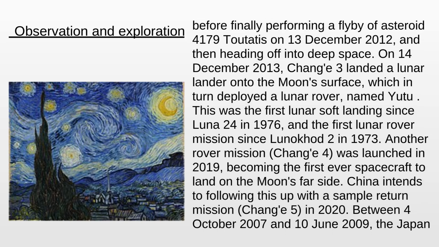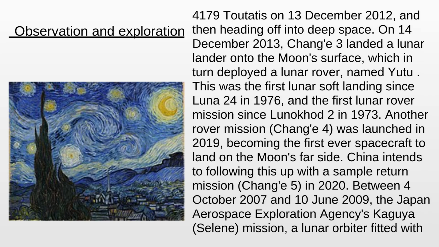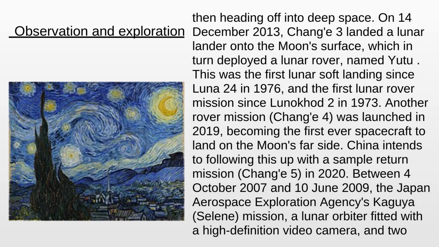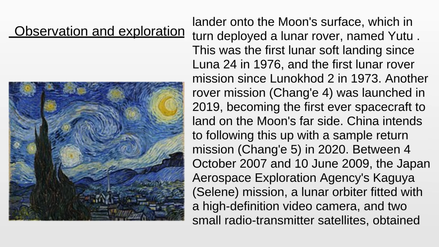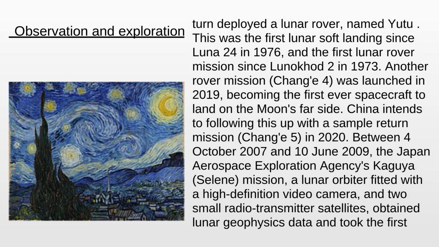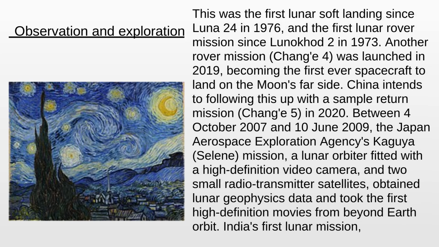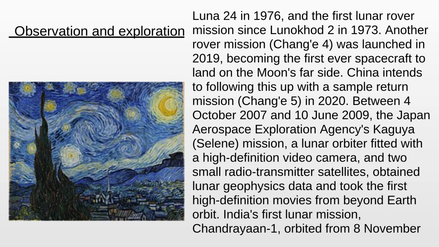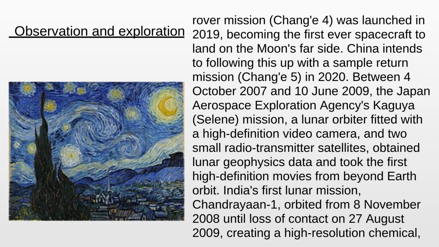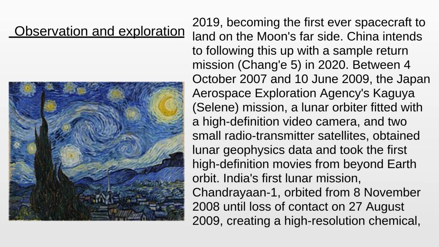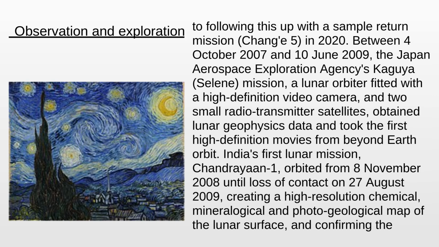On December 14, 2013, Chang'e 3 landed a lunar lander onto the Moon's surface, which in turn deployed a lunar rover, named Yutu. This was the first lunar soft landing since Luna 24 in 1976, and the first lunar rover mission since Lunokhod 2 in 1973. Another rover mission, Chang'e 4, was launched in 2019, becoming the first ever spacecraft to land on the Moon's far side. China intends to follow this up with a sample return mission, Chang'e 5, in 2020.